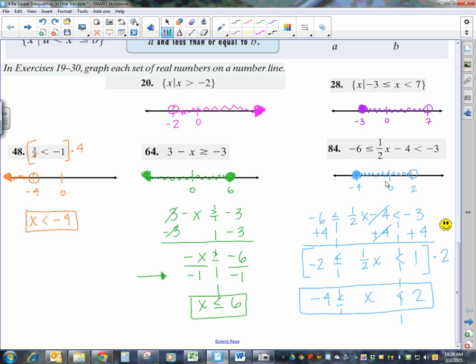So each of these, you can pick any number you want to and plug it in, and if it's in your shaded region, you'll have a true answer.